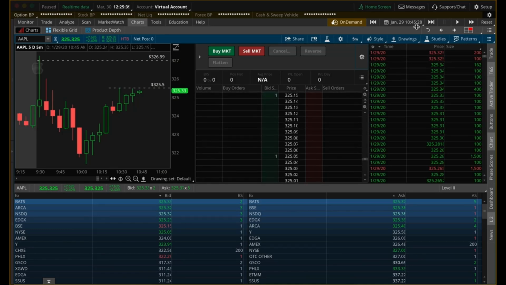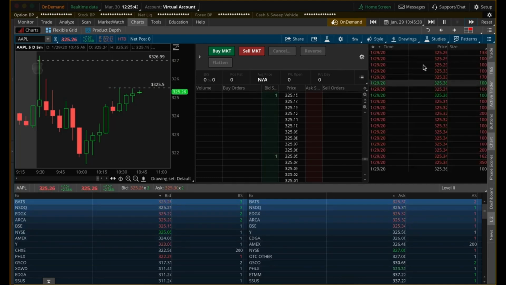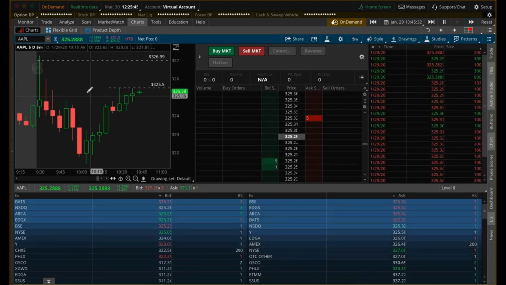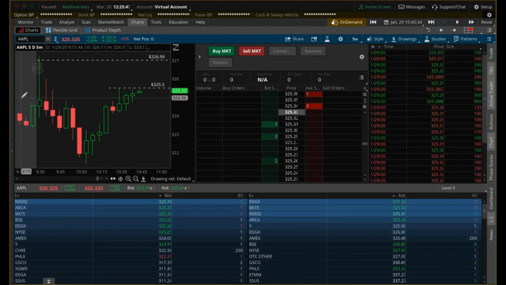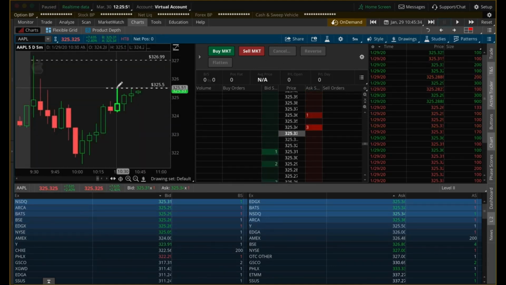So let's see. I'm going to pause. I'm going to play this, and hopefully the time and sales populate. So we have a key level here, which is $325.25. What you want to see is, when it comes up to this level, you want to see $325.50 on the ask. You want to see it not be very strong.